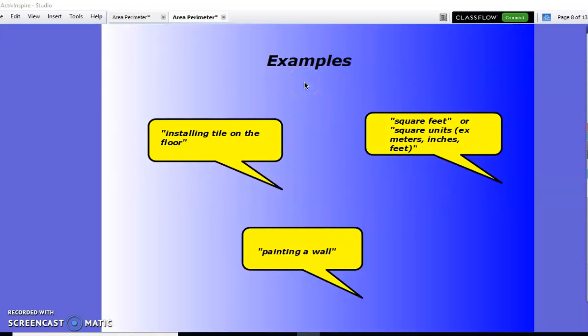Some area word problems will not have the word area in the problem. Here are sample phrases that you may see in an area word problem. Installing tile on the floor, square feet or square units, square meters, square inches, square feet, and painting a wall.